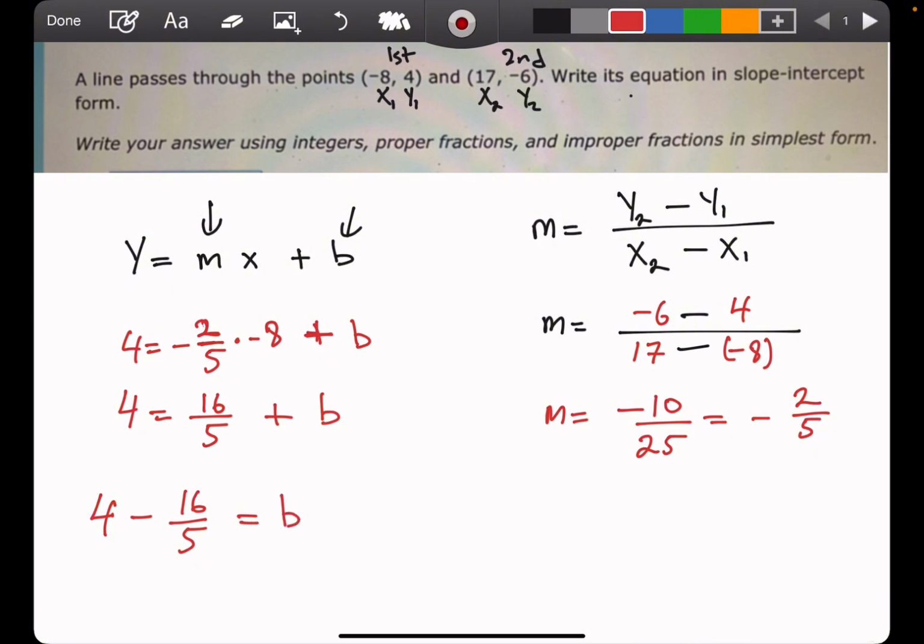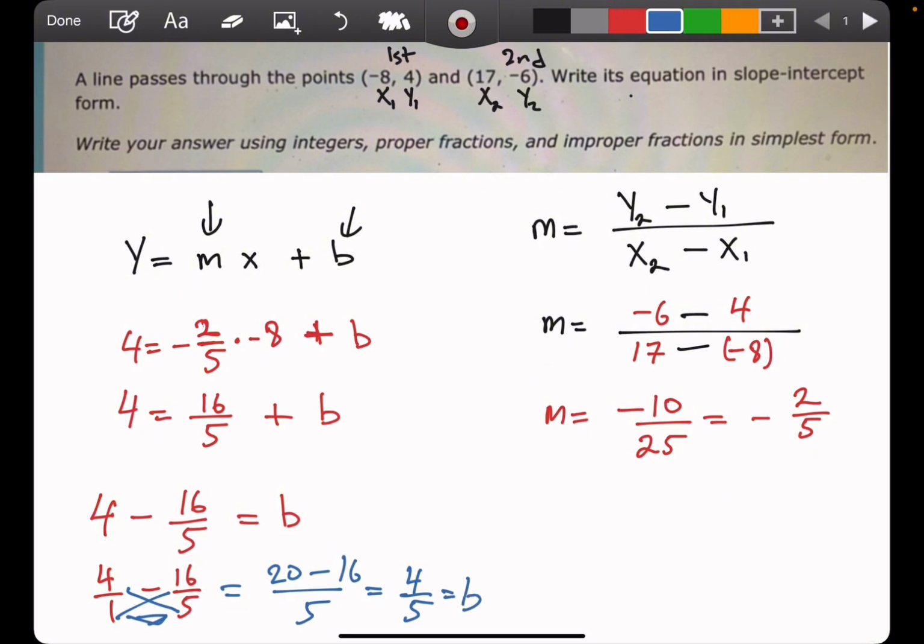Now, how do we do this? Everyone remember the lazy way? 4 minus 16 over 5. We multiply across, so we do this the lazy way. I'll write it this way: 4 over 1. You can type this in your calculator if you want to, but we're going to do this the fast way. What is 1 times 5? 5. 5 times 4 is 20. And 1 times 16 is 16. What is 20 minus 16? 4 over 5. It's your b.